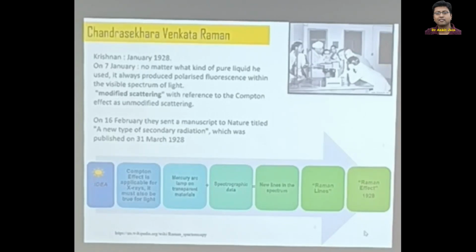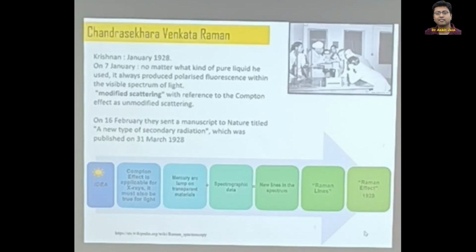So mercury arc lamps, which we see on a daily basis when we walk through the streets, nowadays they are LED. But before there were mercury arc lamps or halogen lamps or xenon lamps. That was the state of the art for the light source.